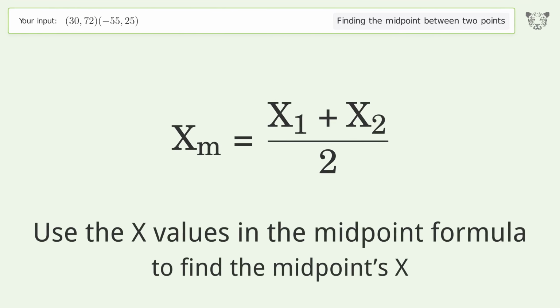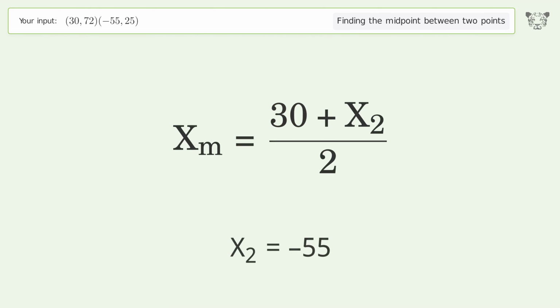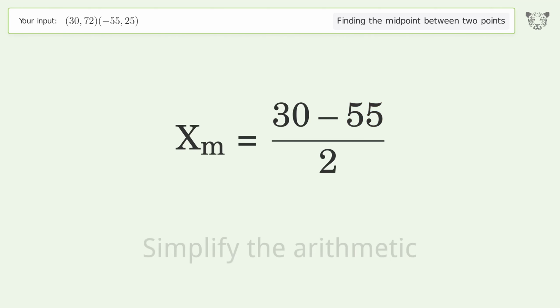Use the x values in the midpoint formula to find the midpoint's x. x1 equals 30. x2 equals negative 55. Simplify the arithmetic.